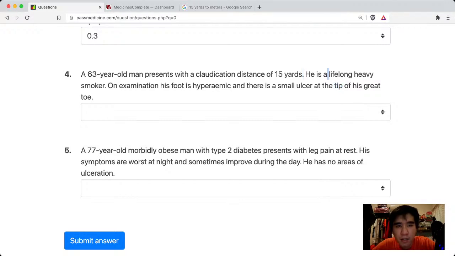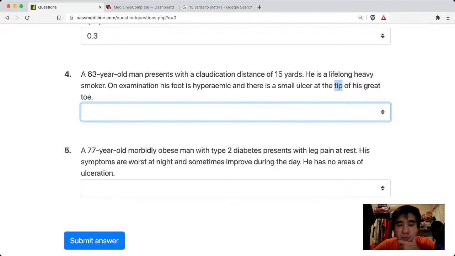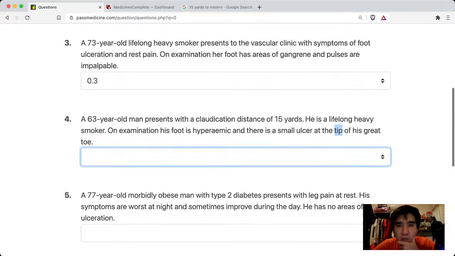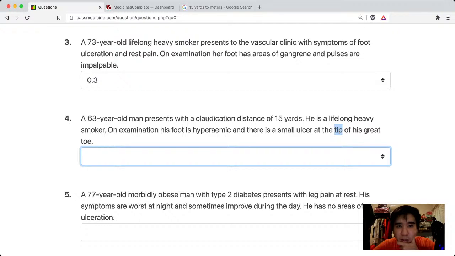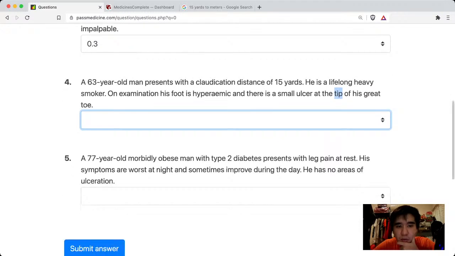He is a lifelong heavy smoker. His foot is hyperemic. Why would it be hyperemic if there's peripheral arterial disease? Is it because of the collaterals? And there is a small ulcer at the tip of his great toe. Estimate his ABPI. It is less severe than the previous one. The previous one already has rest pain. This one still can walk about 15 yards, so I'm gonna guess about 0.5.